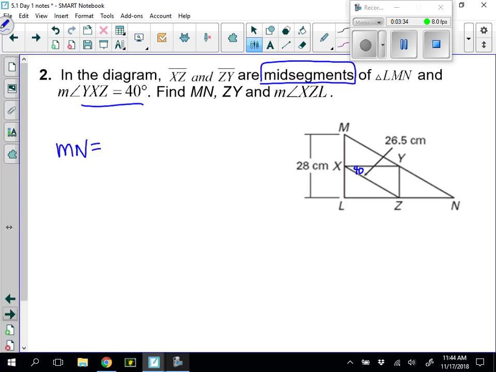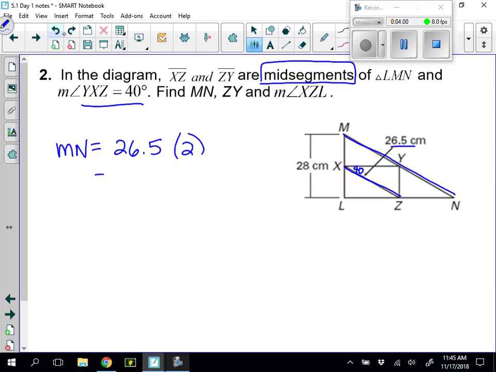MN is this segment over here. It is a midsegment, and it has a comparison with XZ. This 26.5 is pointing to XZ. So if XZ is 26.5, I can take that number and double it. And so MN is going to end up being 53 centimeters.